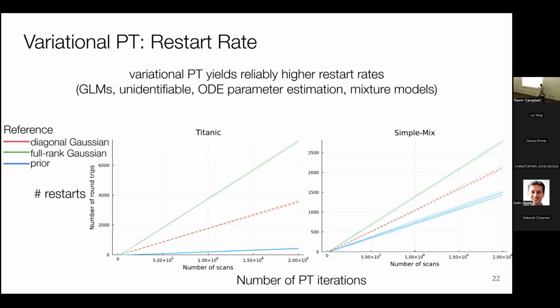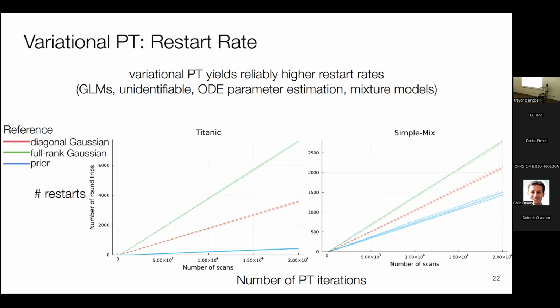This is with temperature tuning, so all of these have temperature tuning. If you don't do temperature tuning, basically nothing's going to work ever. But this is with the no reference tuning, so blue is just using the prior. Green is using a full rank Gaussian approximation, and red is using the diagonal Gaussian. And you can see about what you'd expect, right? A better variational approximation gives you slightly more restarts.